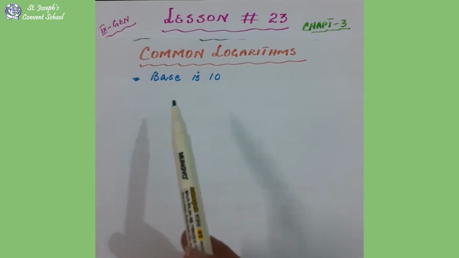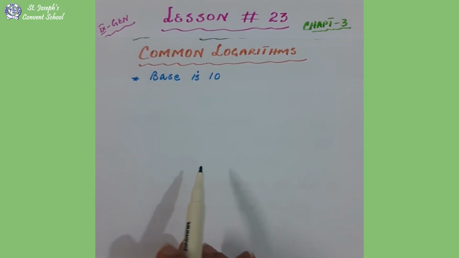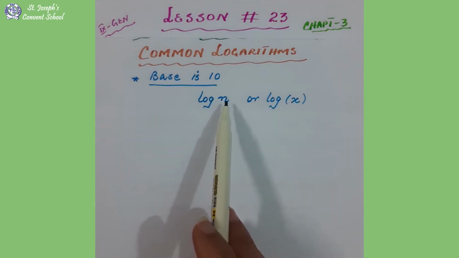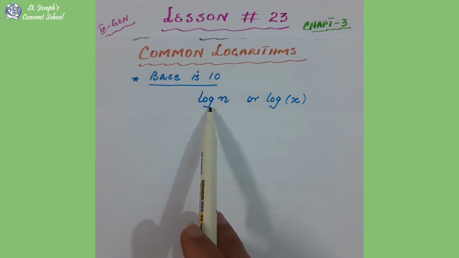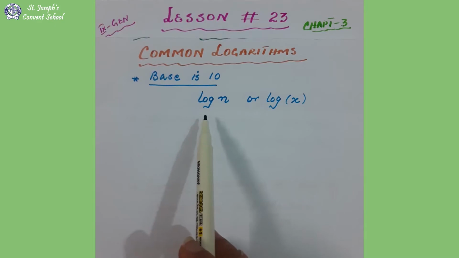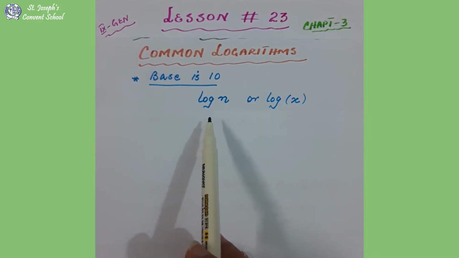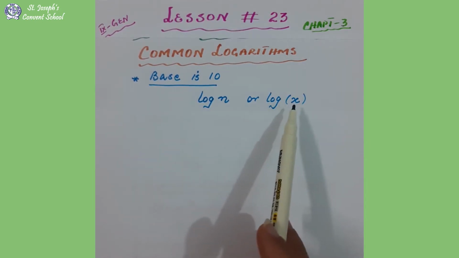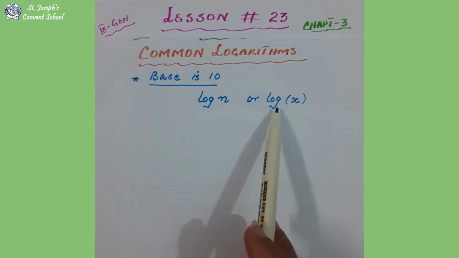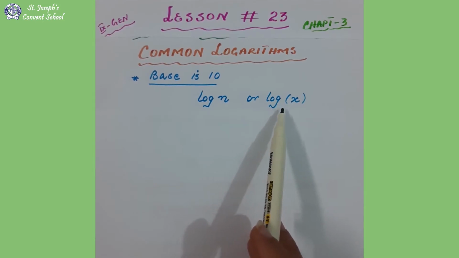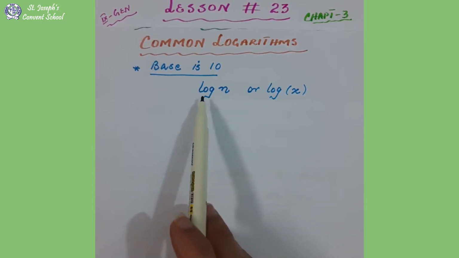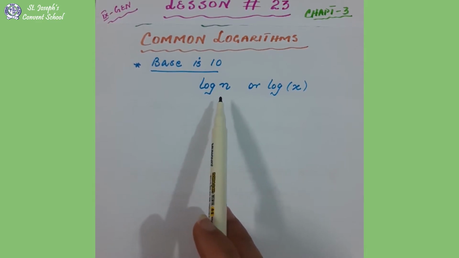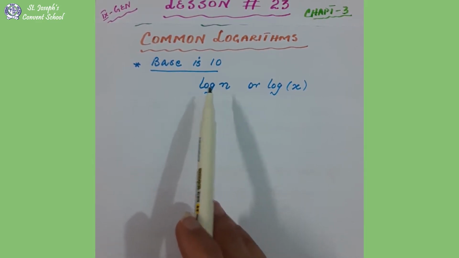Although we don't write it with the log, it is understood. Suppose we write log n, where n is any number, there is no need to mention the base 10. I have not written it because it is understood that the base is 10. Or log of x, where x is any number. Here too, no base is written. Simply write log and whatever number is given. It is understood in common logarithm that the base is 10.